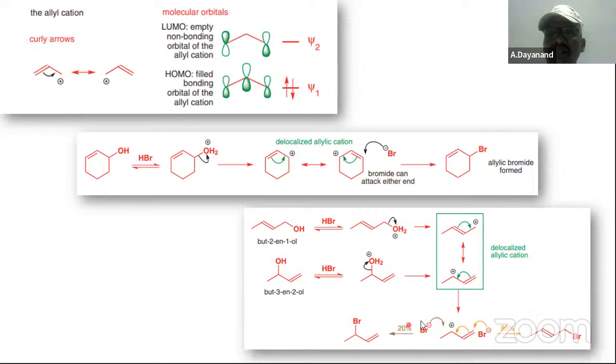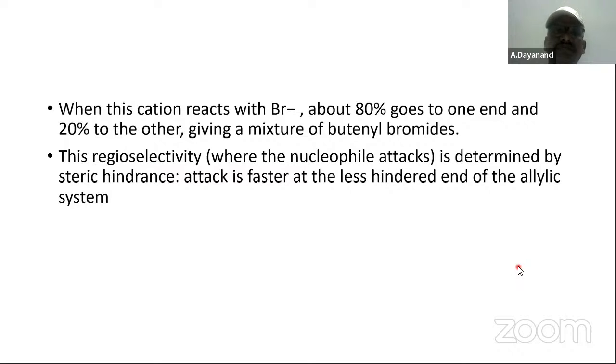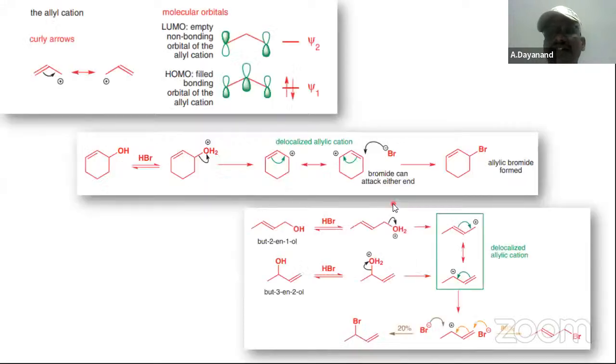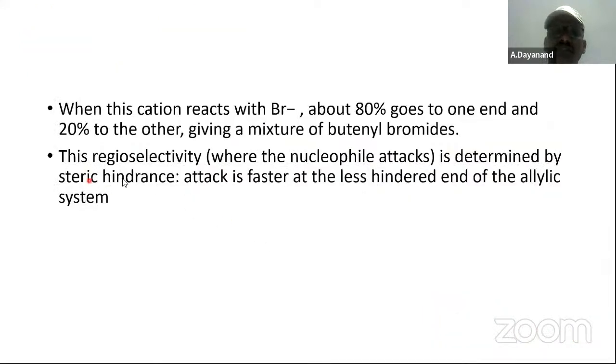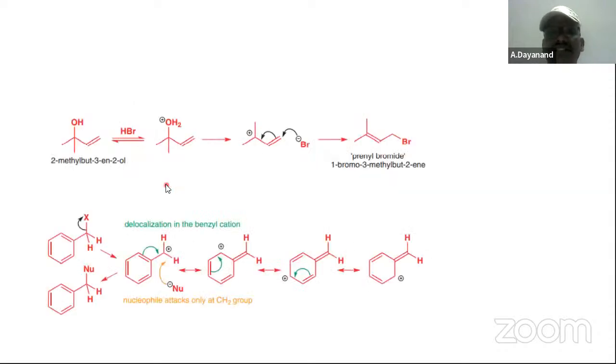Okay, we are going to get this mixture of these two. This is because of the delocalization. This is called regioselectivity. It is determined by steric hindrance. Attack is faster at the less hindered side. It is going to attack at this end instead of the middle one, the third carbon. It is going to attack on the first carbon because there is steric hindrance. This is nothing but regioselectivity, mainly because of steric hindrance.